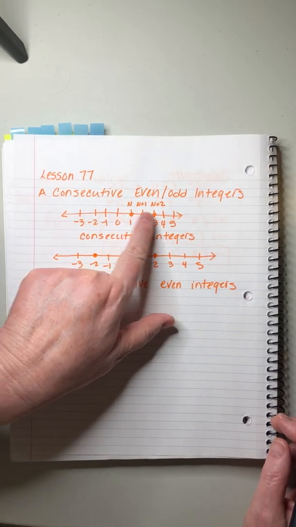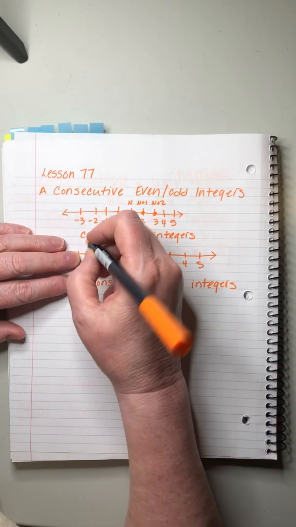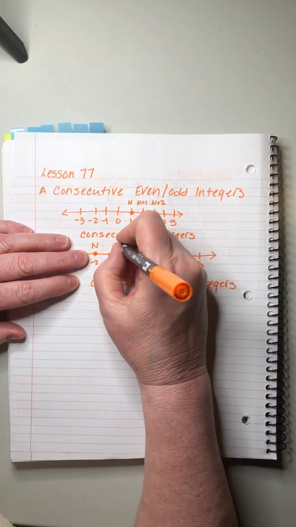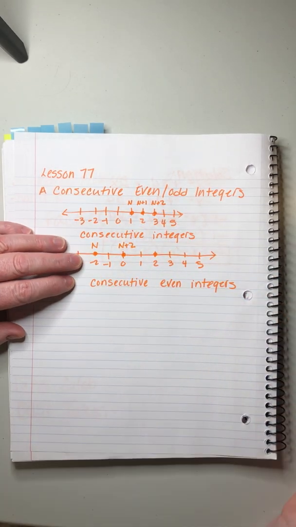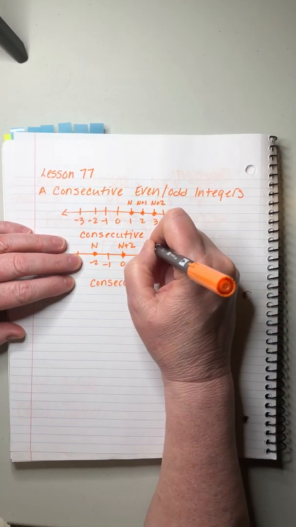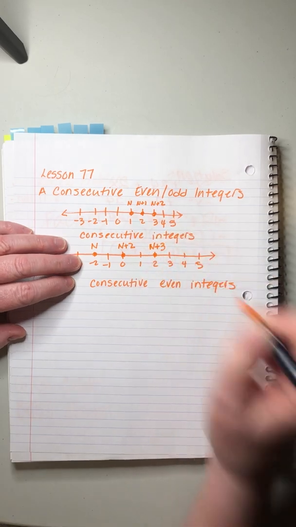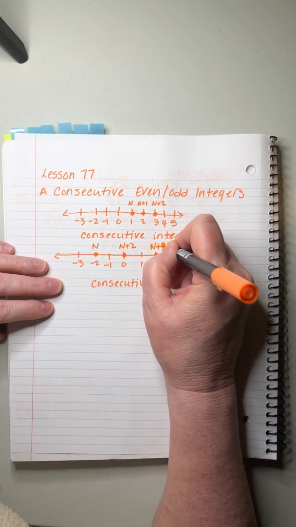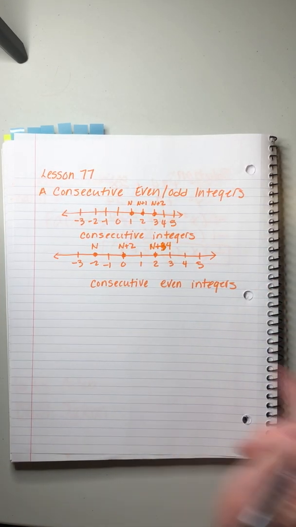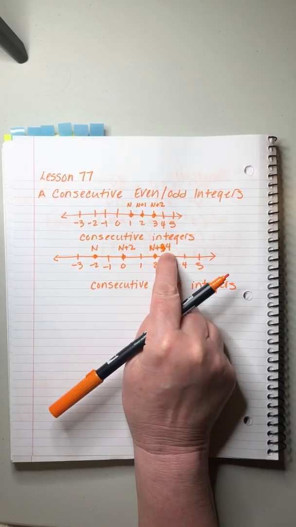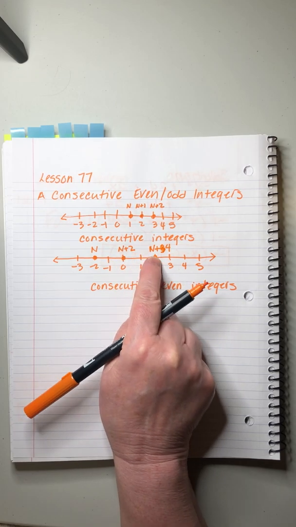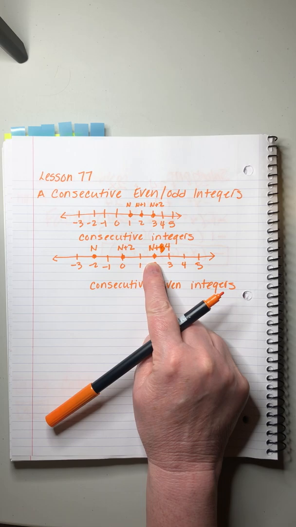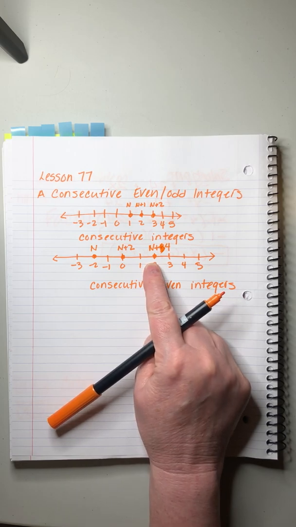Before, we just added 1, but we can see here, if we call this one n, then this one will have to be n plus 2, and this one will have to be n plus 4. We have to add 2 numbers because we're skipping every other, right? Does that make sense to you?